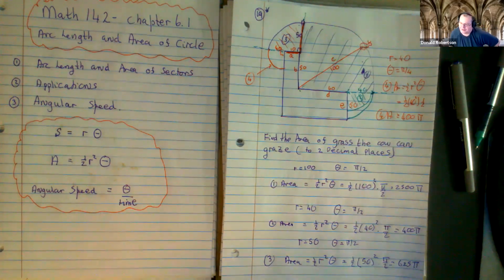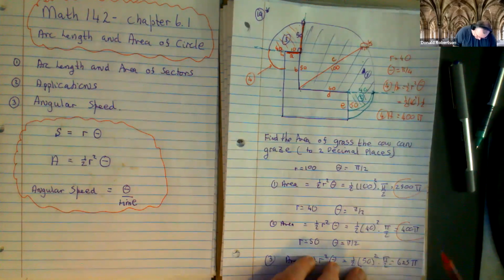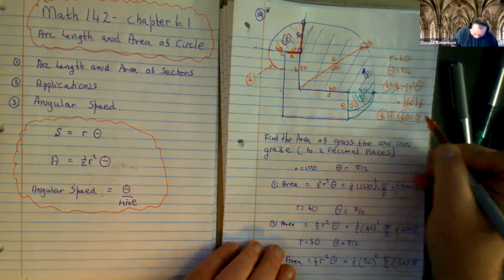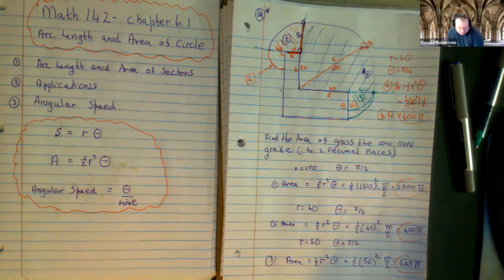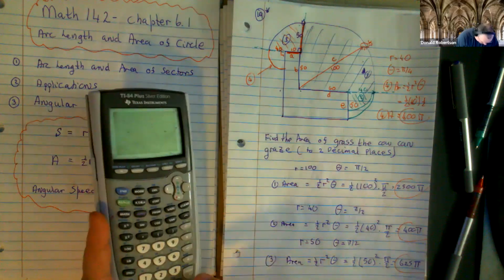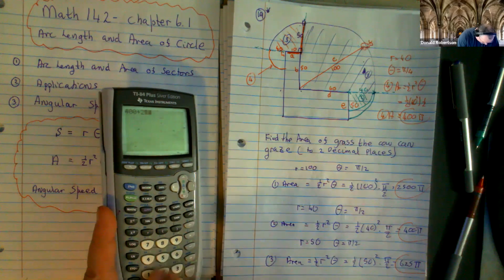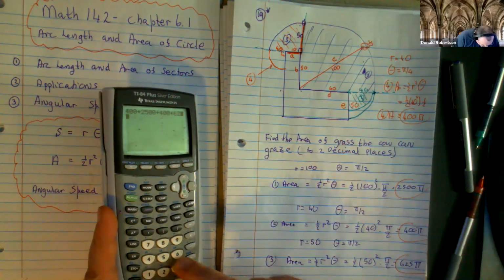It's a cool question. I mean, there's lots of bits to it and you have to think about it. So what do I know? I know it's that bit, plus that bit, plus that bit, plus that bit. You agree? And so if I add all those numbers up, and forget about the pi for a minute, I've got 400 plus 2500 plus another 400 plus 625.